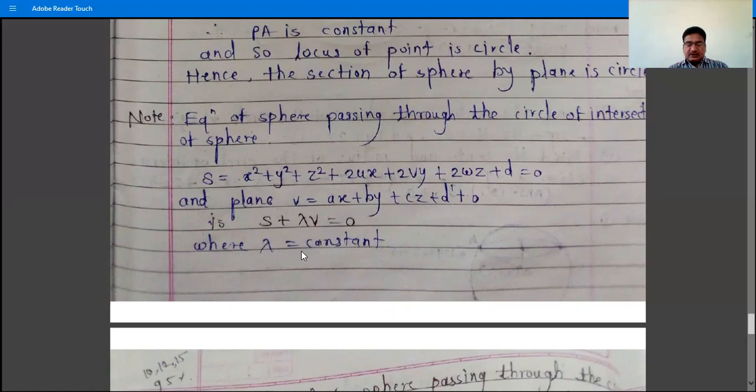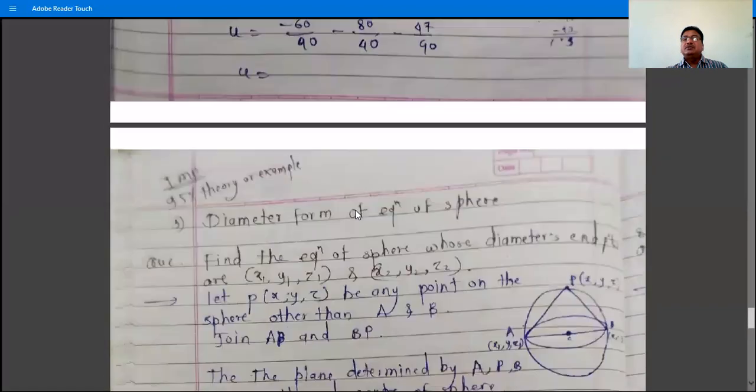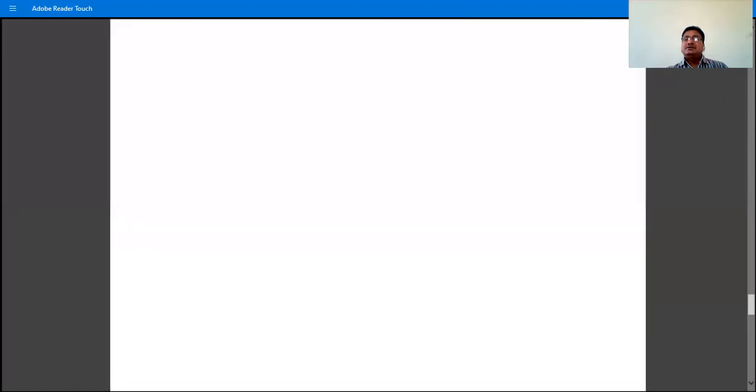This is similar to the topic of the equation of a plane passing through the line of intersection of two planes. Suppose U equals 0 and V equals 0 are two planes. Then what is the equation of the plane passing through the line of intersection of these two planes? It is U plus lambda V equals 0. So this topic is similar to the previous topic: the equation of a plane passing through the line of intersection of two planes.